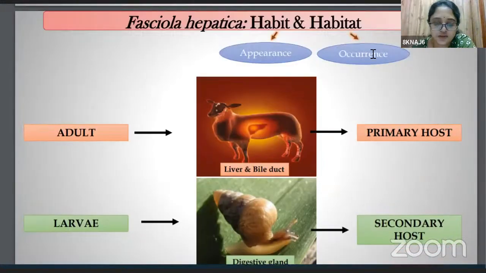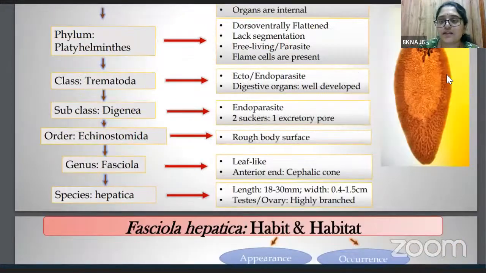So this is the primary host, the sheep, the liver and the bile duct. The secondary host is the snail, wherein the digestive glands have the larvae in them. At the anterior and posterior ends, you can see the oral sucker and the ventral sucker. The ventral sucker is also known as the acetabulum, and it helps the worm attach to the bile ducts by creating a vacuum.